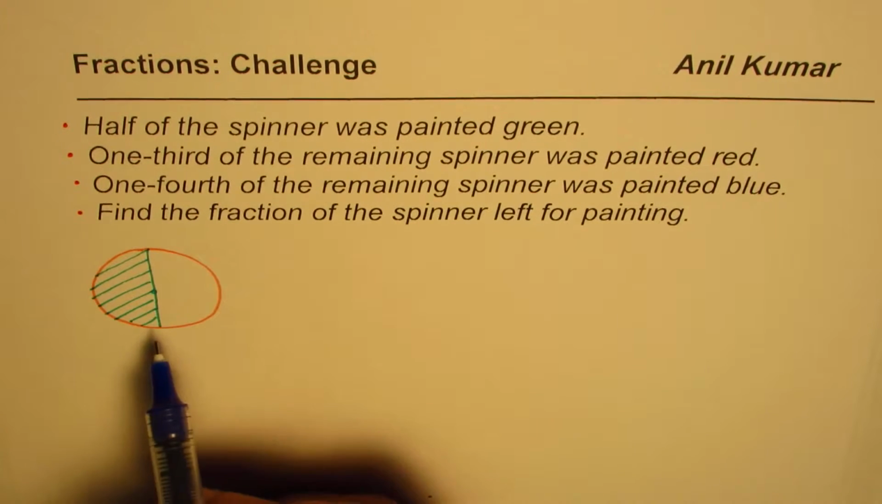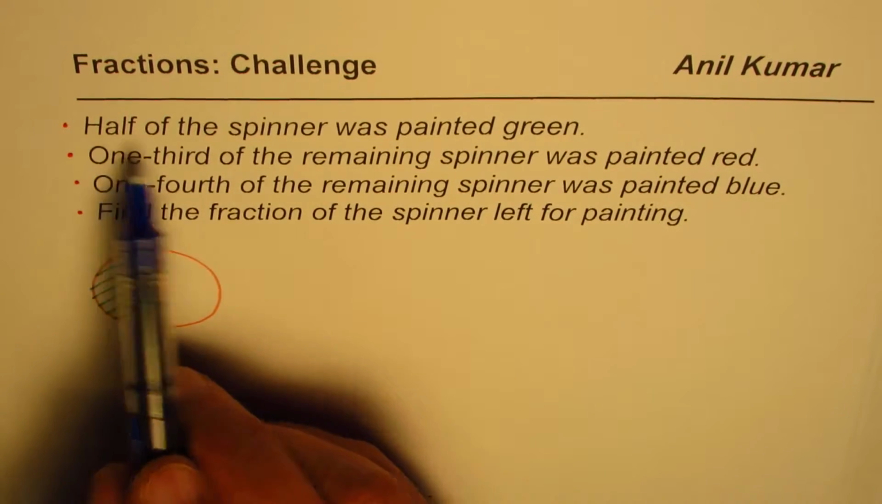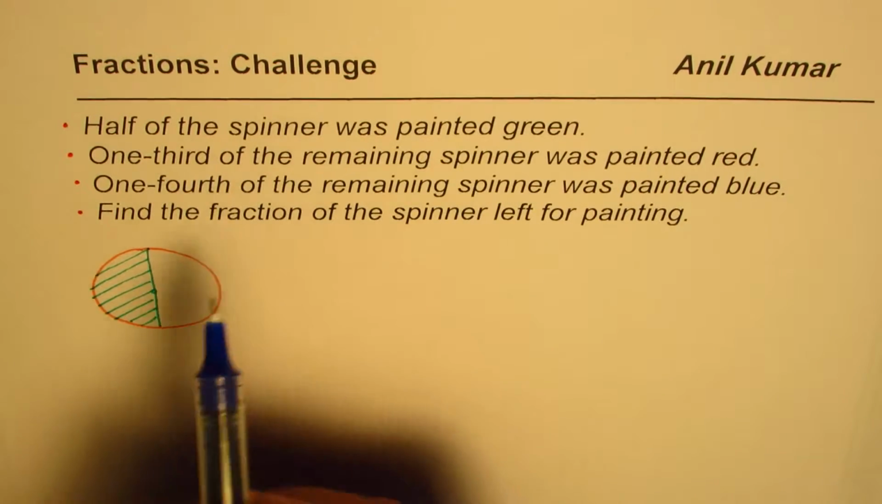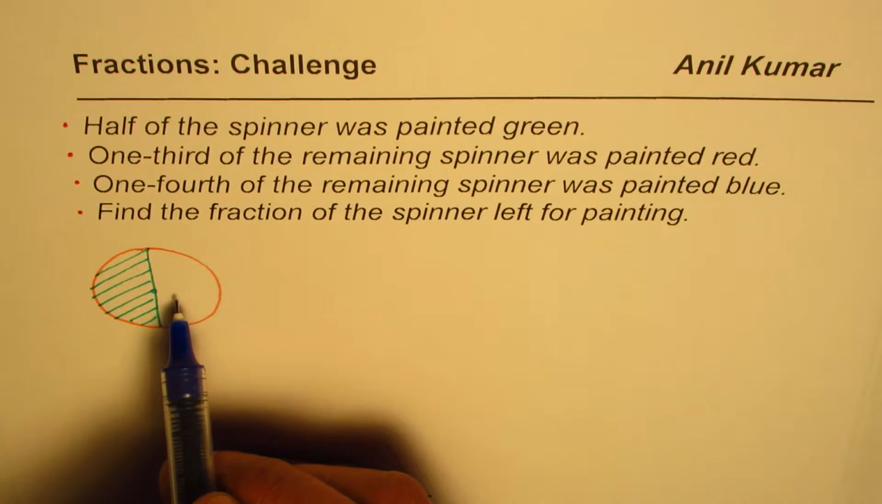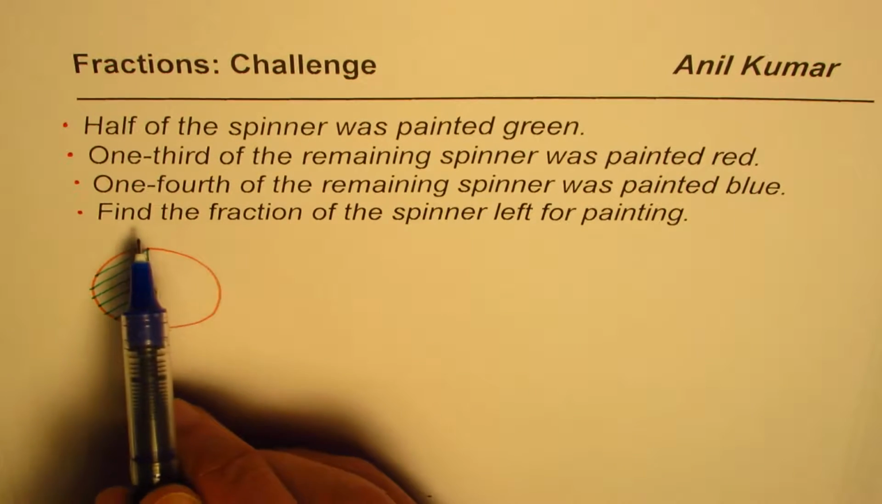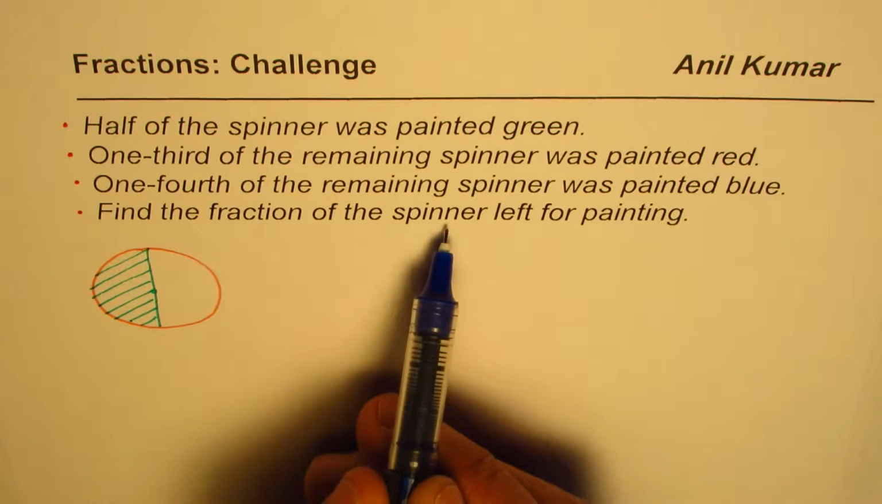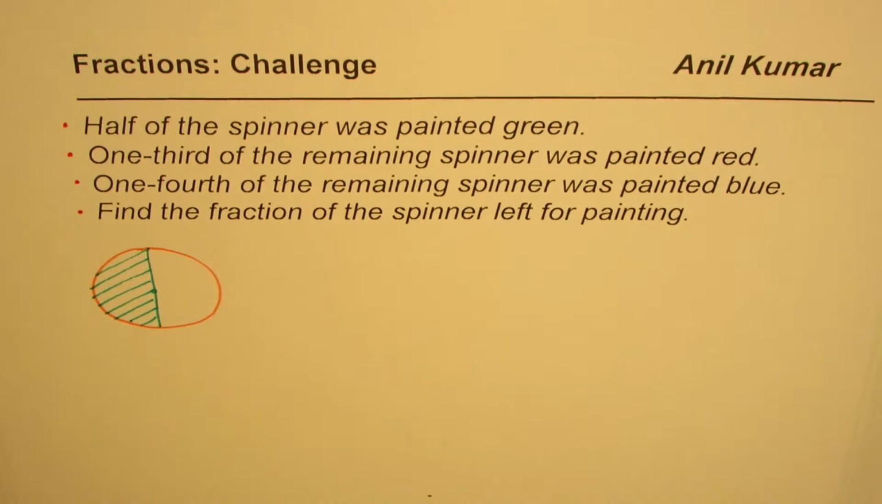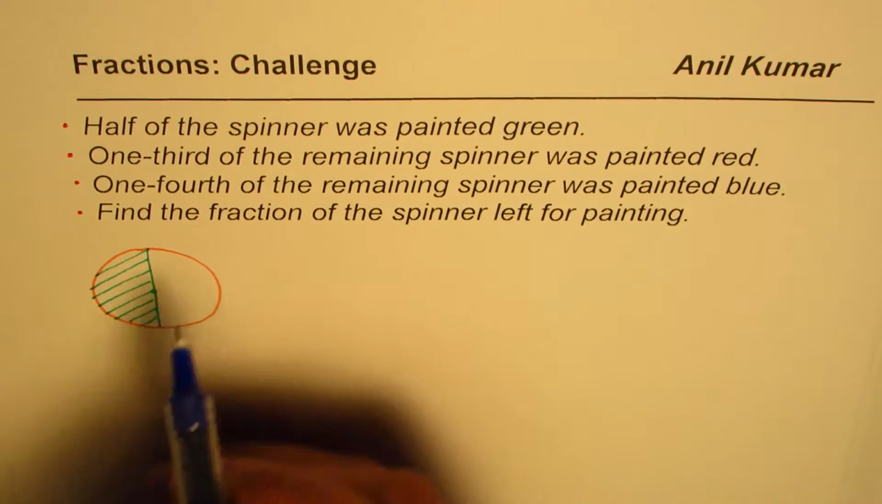So let's begin with this diagram itself. It says half of the spinner was painted green. That means half is left. It is not yet painted. Why am I saying that? Since the question is to find the fraction of the spinner left for painting, we are more interested in what is left. Okay. So half is left.